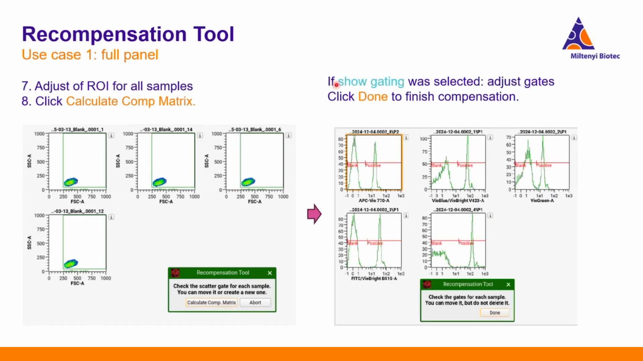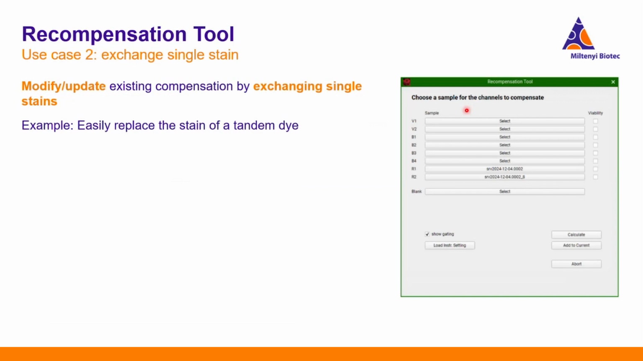And if your show gating was selected, you come now to this point. And here for each of the data files, you can now move the gates for the positive and the negative population. And after you made your adjustments, if you had to do any, you can click on Done to finish. And then it will give you the normal readout that you see the comp matrix, and you can save this now as a new instrument setting. This is your first use case.